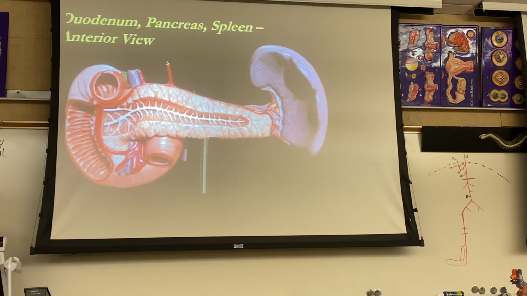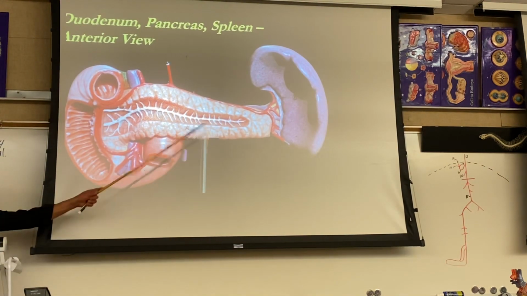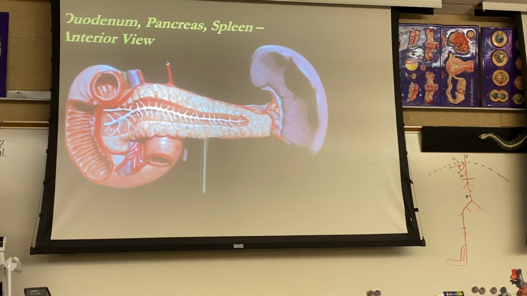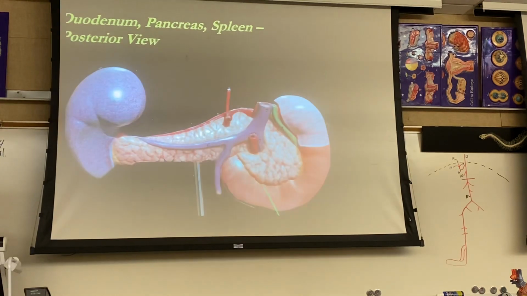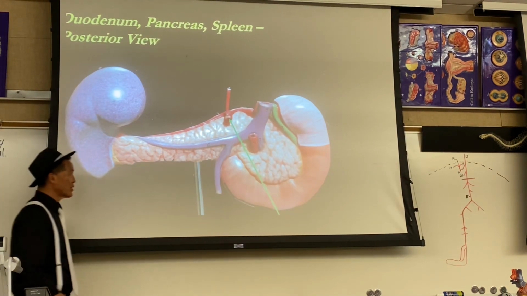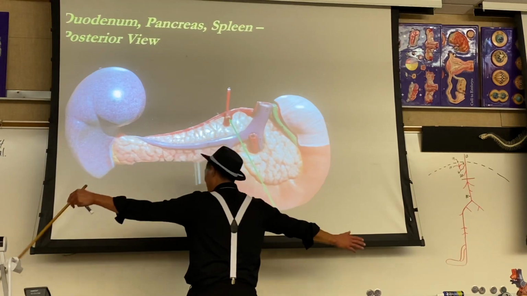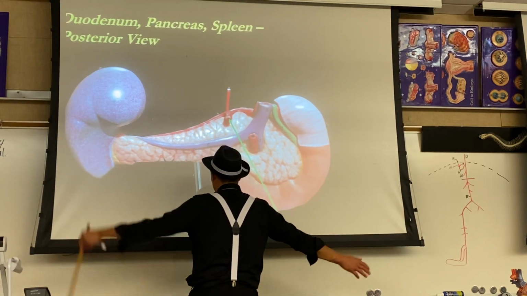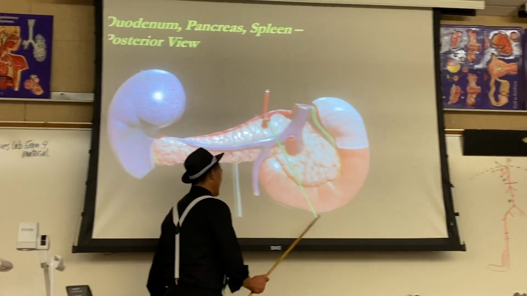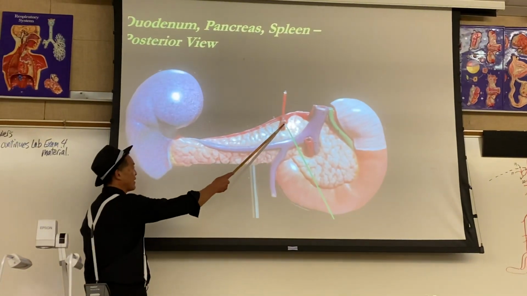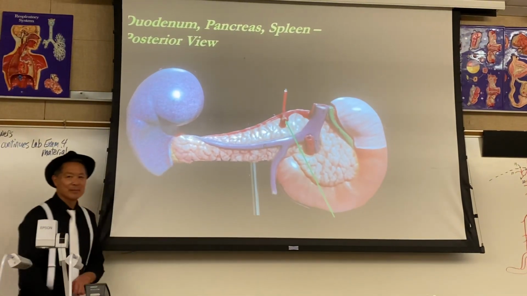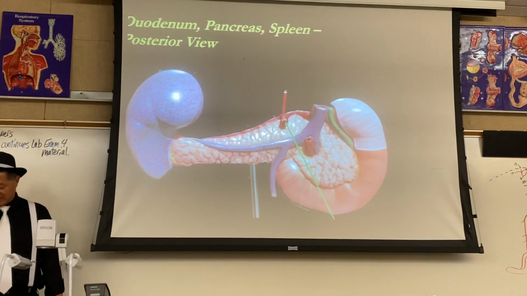All right, duodenum, spleen, and pancreas. That purple guy on the right is the spleen. This is an anterior view. This is posterior view, which means right is right, left is left in posterior, correct? 16, where it's all together in one, it's about to split into 3. That's a celiac trunk.